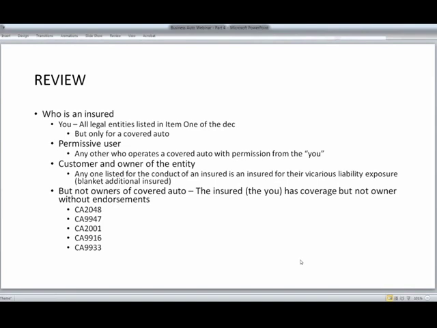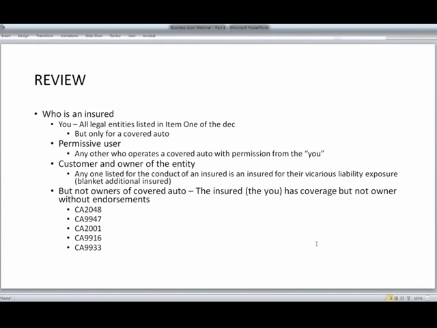Then we reviewed who is an insured. Who is insured? The you. Any legal entities listed in item 1 of the deck will be insured, but only for a covered auto. That's why setting the policy up becomes so important. Second, who qualifies as insured is any permissive user. Any other who operates a commercial auto that is a covered auto with the permission of the you, the insured, will be covered on the policy, whether it's a driver, employee, independent contractor, anybody.